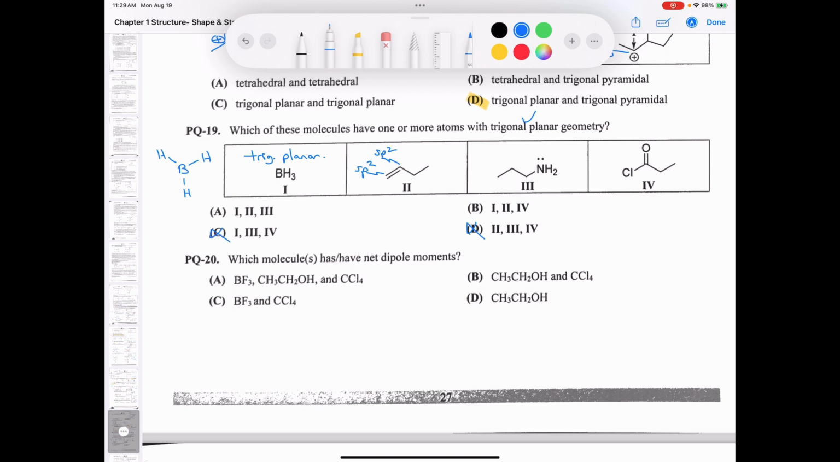Then if we look at 3, there are no atoms in 3 that are trigonal planar. The nitrogen here is going to be trigonal pyramidal for the same reasons that we spoke about earlier. And then, of course, we have an sp2 hybridized carbon here. And so that's going to be trigonal planar. And so the answer is going to be 1, 2, and 4. And so our answer will be B.